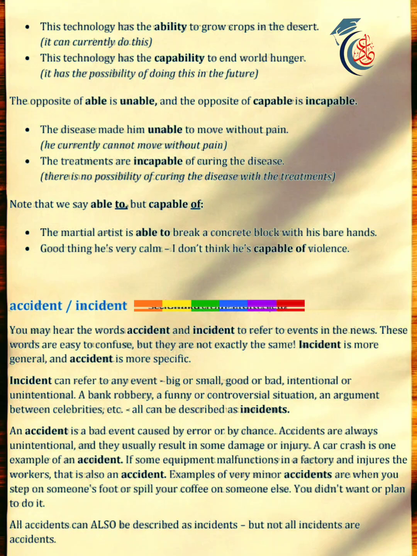7. This technology has the ability to grow crops in the desert. It can currently do this. 8. This technology has the capability to end world hunger. It has the possibility of doing this in the future. The opposite of able is unable, and the opposite of capable is incapable.